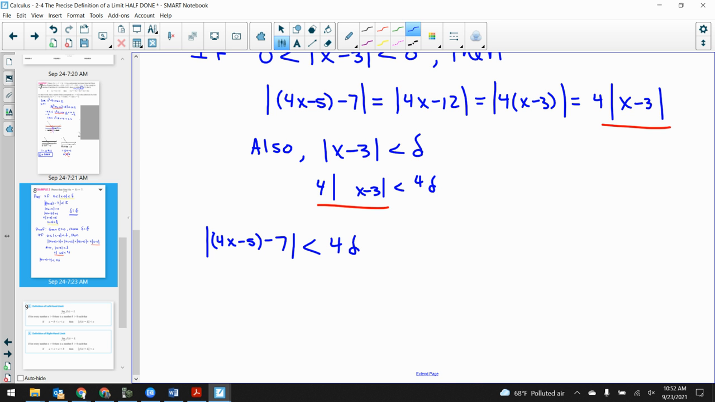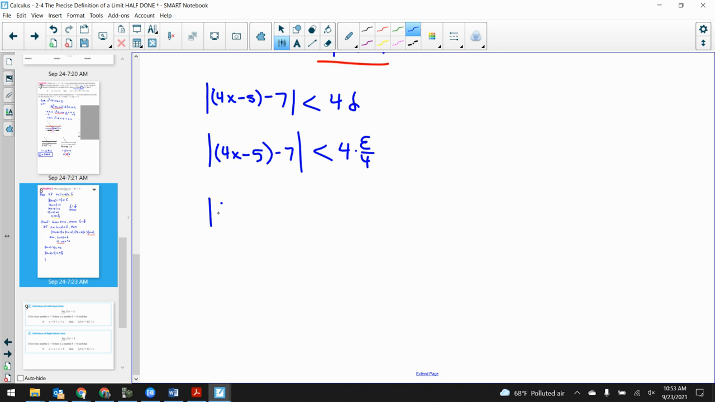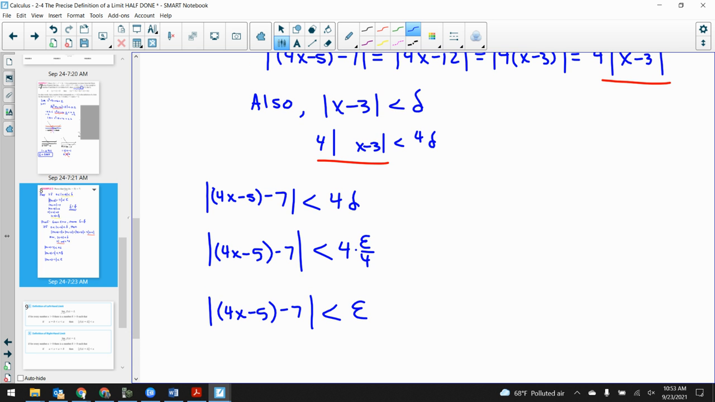But what do we know delta to be? We chose delta to be what? Epsilon over 4. So that concludes that. Okay? And that's the end of our proof. That's the final statement. You want to get to the end by saying the difference between the function and the output of the limit is always going to stay less than epsilon.